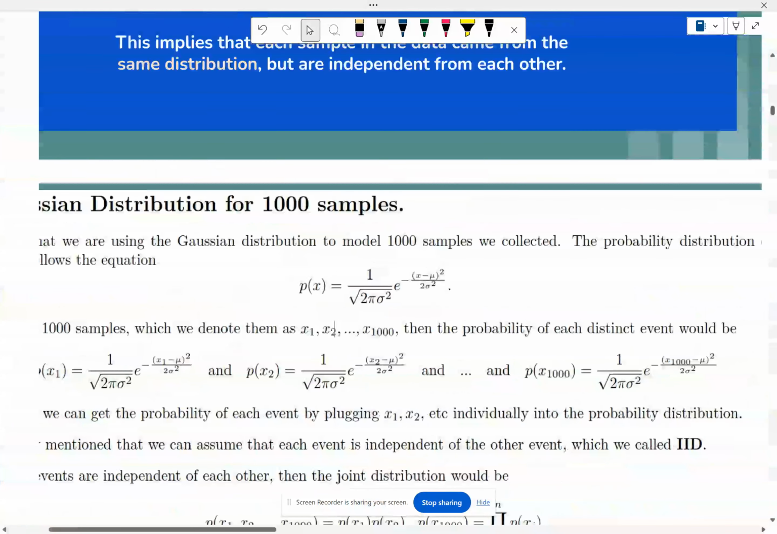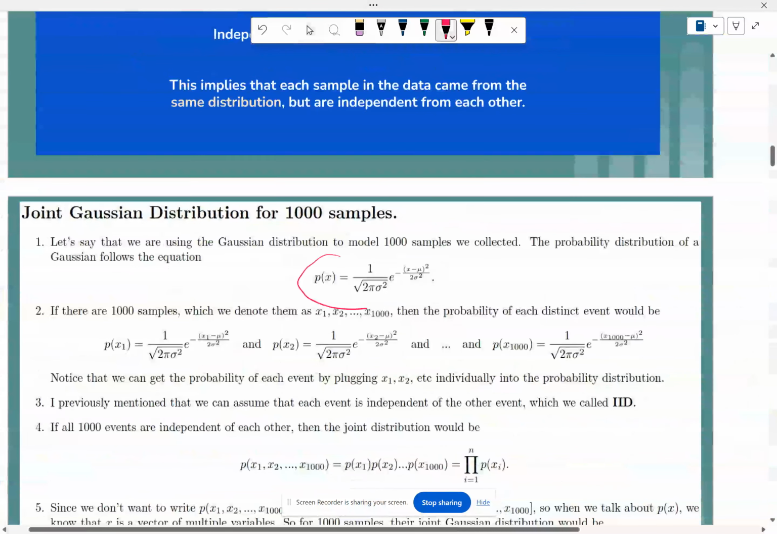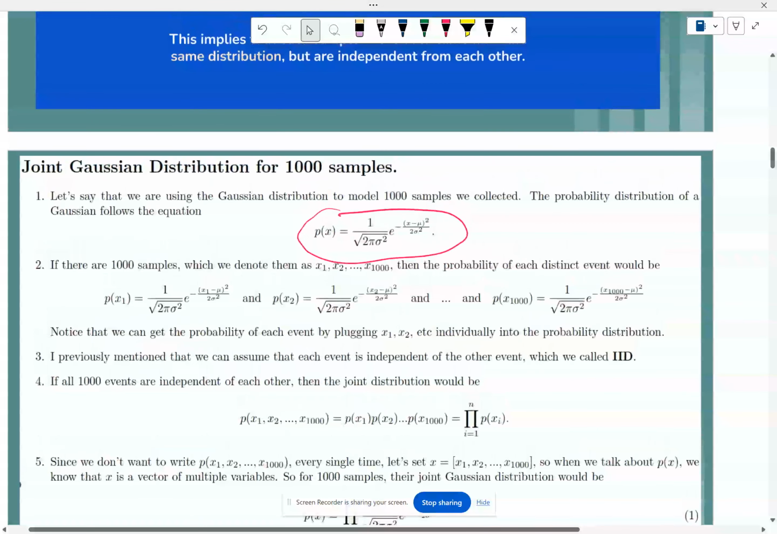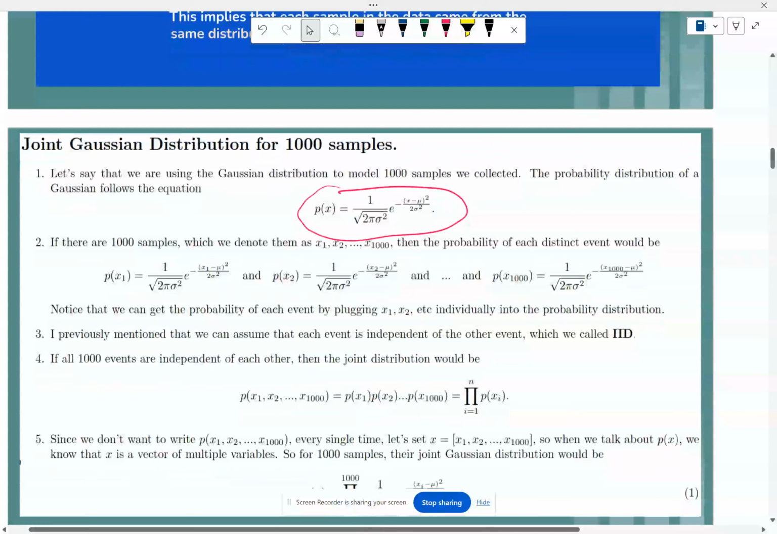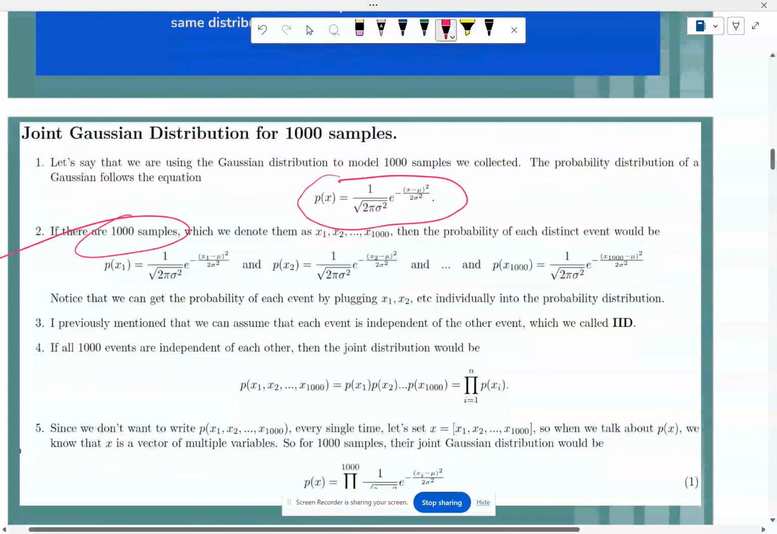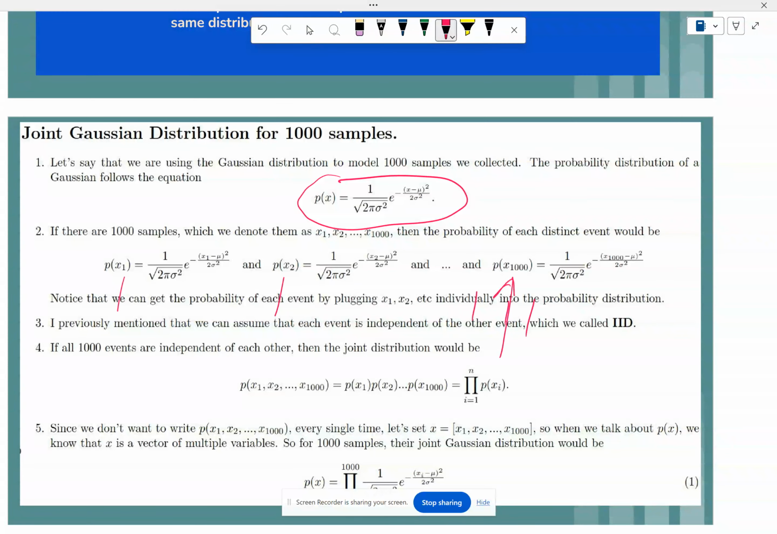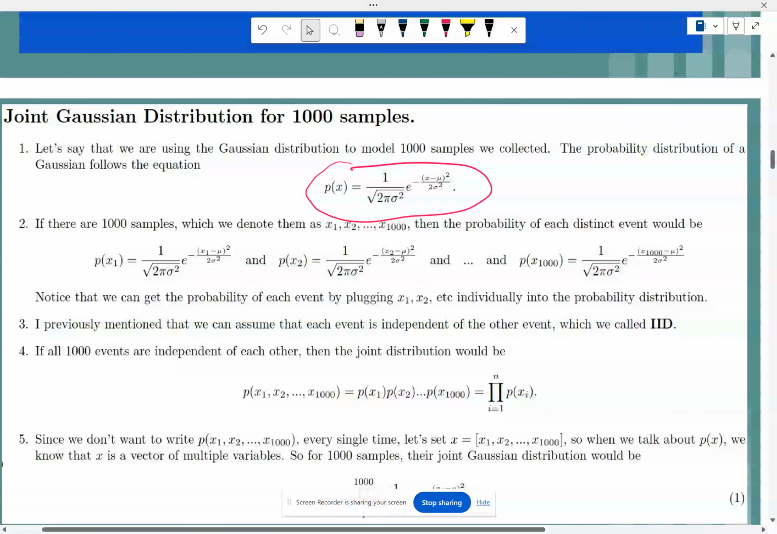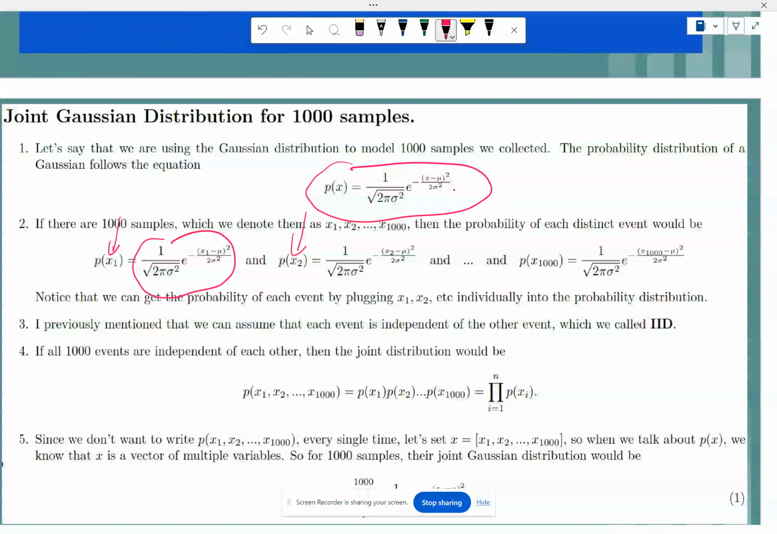Now, if we just collect one single sample, this is the probability distribution that describes that sample. However, if we collect 1,000 samples, this means that we have sample one, sample two, so on and so forth, all the way to sample 1,000. If we have all these samples, then the probability of the first sample, second sample will be described by these equations. So there are 1,000 of them.